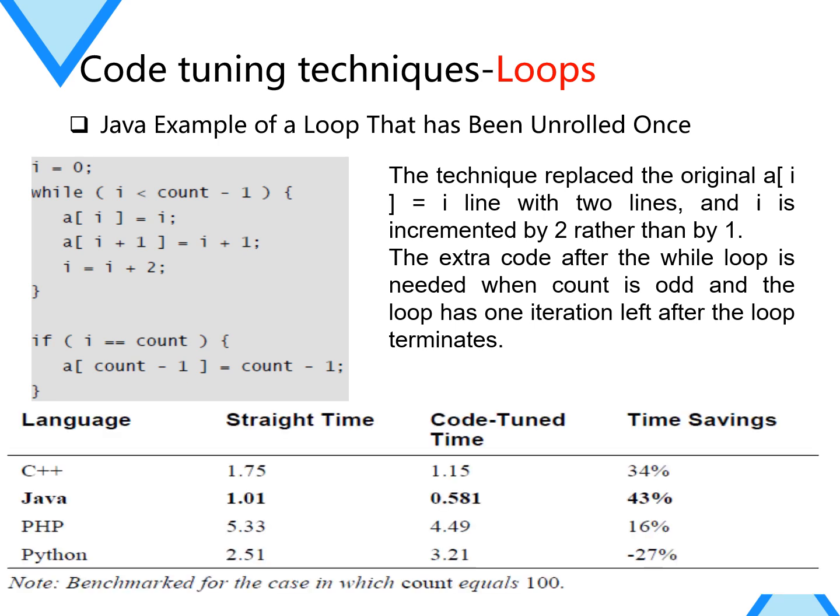If we unroll the loop once, in case of C++ the time saving will be 34%. In case of Java it will be 43%. In case of PHP it will be 16%, and in case of Python it will be minus 27%. It means in case of Python the result will be negative. Instead of time saving, it will increase the running time.